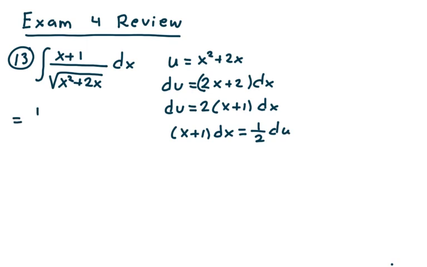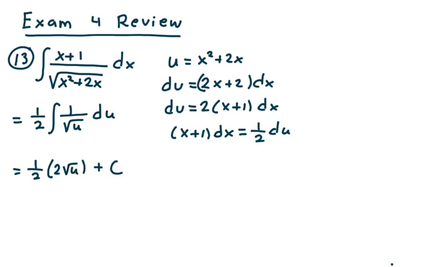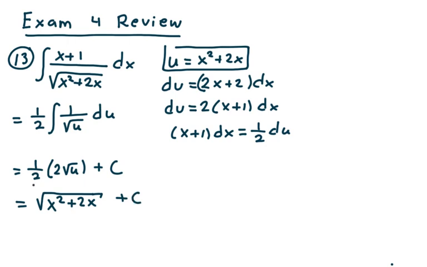And so this can be written as 1/2 the integral of 1 over the square root of u du. And so this is 1/2 of 2 square root of u plus c. But remember that u is equal to x squared plus 2x. So this is the square root of x squared plus 2x plus c. And that's how you do problem number 13.